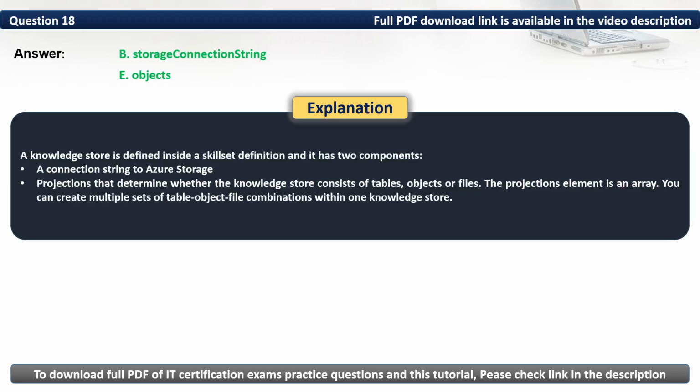A knowledge store is defined inside a skill set definition and it has two components: connection string to Azure storage, and projections that determine whether the knowledge store consists of tables, objects, or files. The projection element is an array. You can create multiple sets of table object file combinations within one knowledge store.